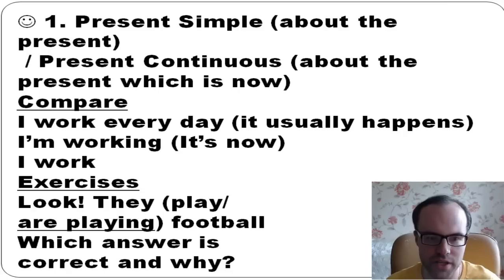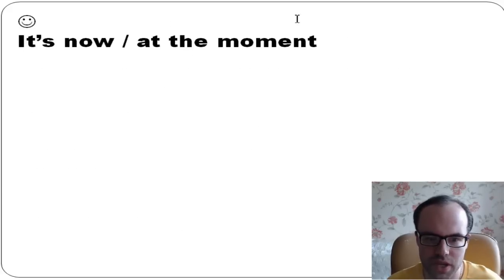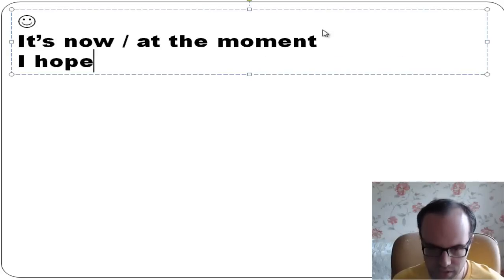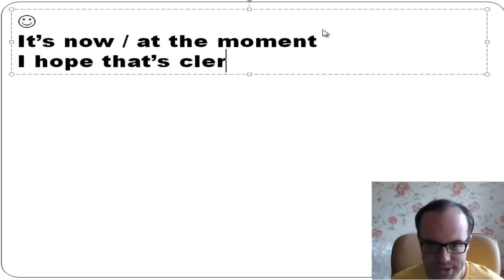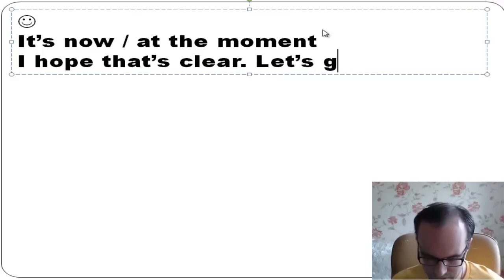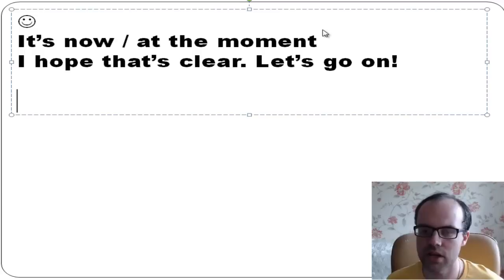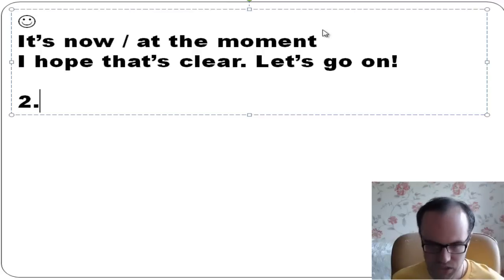Very good. Okay, present simple and present continuous. I hope that's clear. Let's go on. So you know that go on is a phrasal verb. It means continue. Please have a look at our playlists and you'll know much more about phrasal verbs and other subjects.